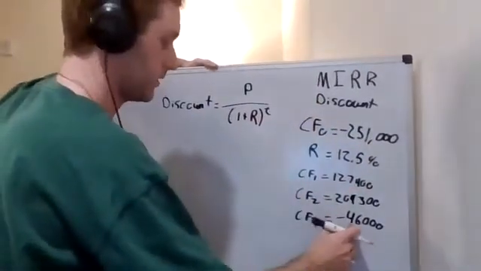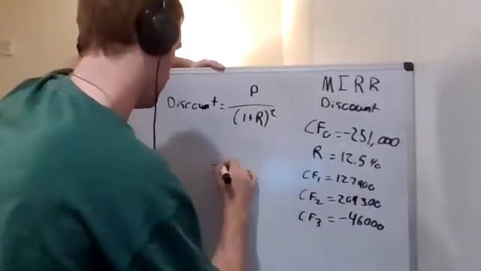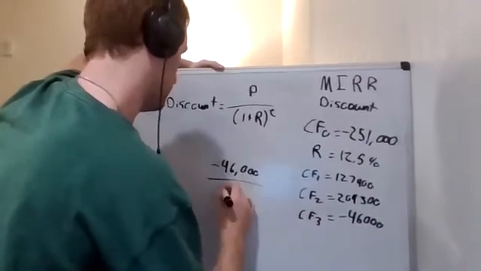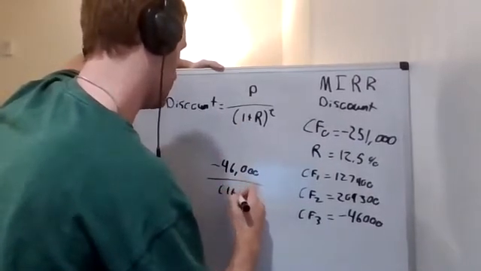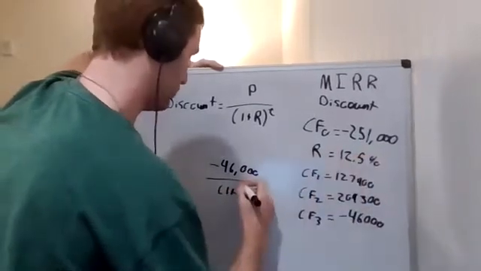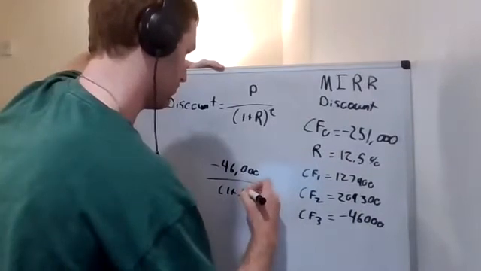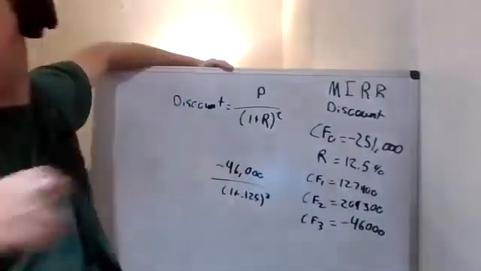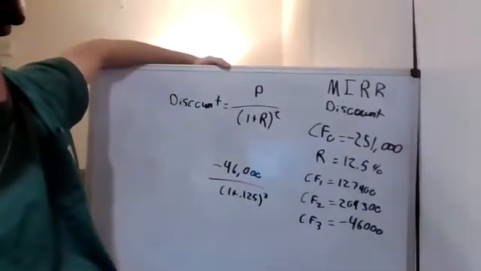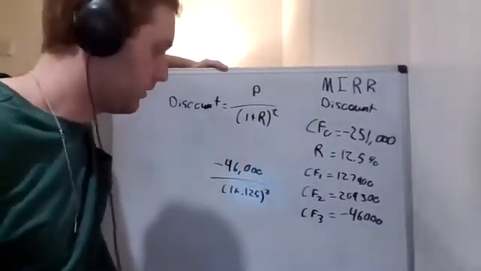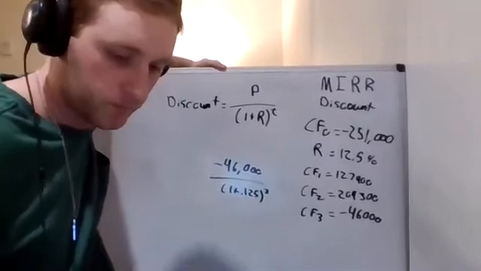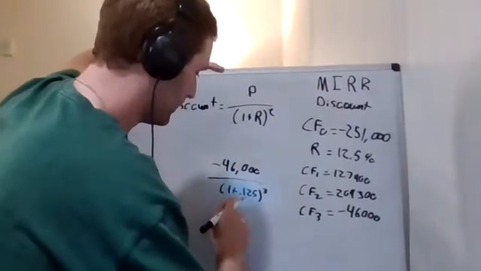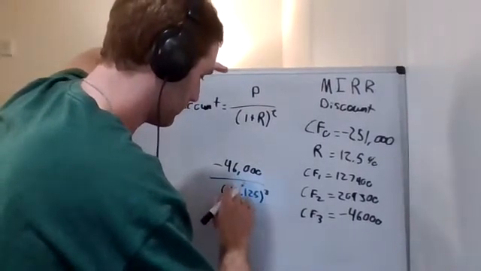So what we're going to do is discount this. Our price is negative 46,123 over parentheses 1 plus, we have to change this percentage into a decimal so we can run it through our equation. 5, 3. Is it 3 or is it 4? Let's run through 3 first and see what happens. So what we would do is simplify this bottom, which would be 1.125.